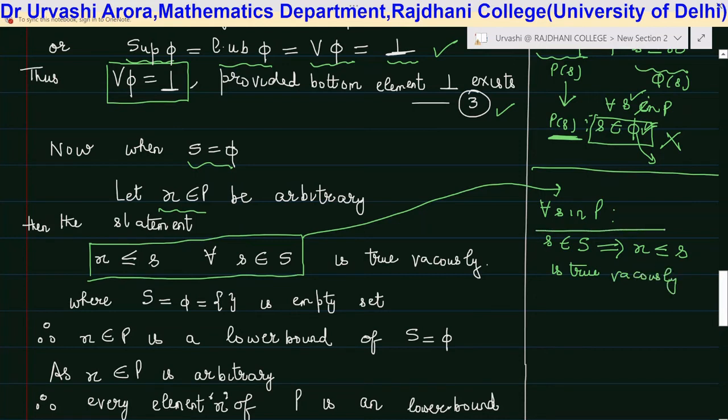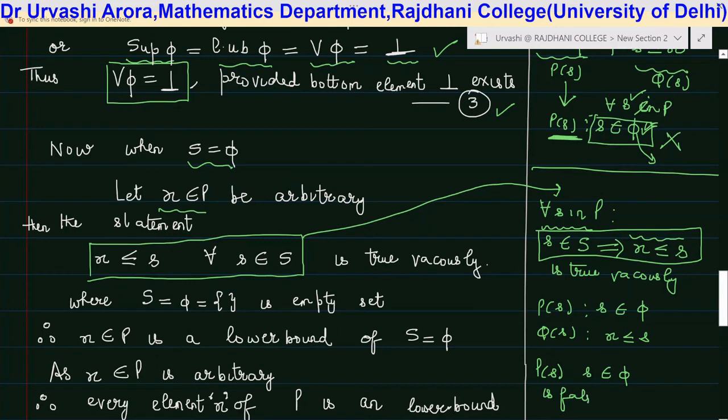Because if you consider this particular implication, and regard the first part as P(S), that is, S belongs to capital S is phi, and regard the second statement, x less than or equal to S, as Q(S), then we can see that P(S), which is S belonging to phi, is false for whatever S belonging to P, where P is the underlying set or the universal set in consideration in this context.